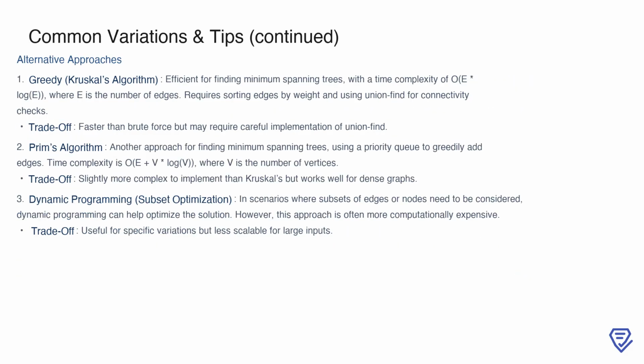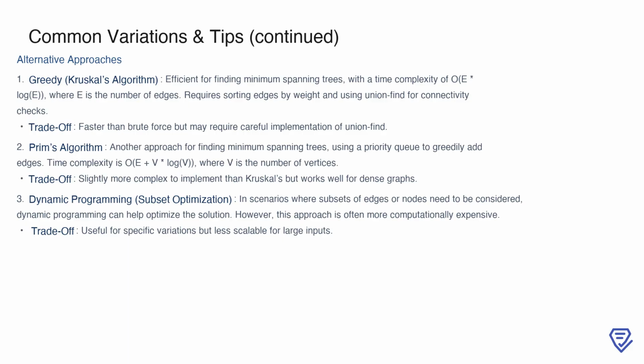For alternative approaches, greedy algorithms like Kruskal's are often the go-to solution for finding minimum spanning trees. This method sorts edges by weight and uses union find to check connectivity. With a time complexity of O(E log E), where E is the number of edges, it's highly efficient, though the union find implementation requires careful attention to avoid errors. Prim's algorithm is another greedy option, which uses a priority queue to add edges one at a time. Its time complexity, O(E + V log V), makes it well suited for dense graphs, though it can be slightly more complex to implement compared to Kruskal's.